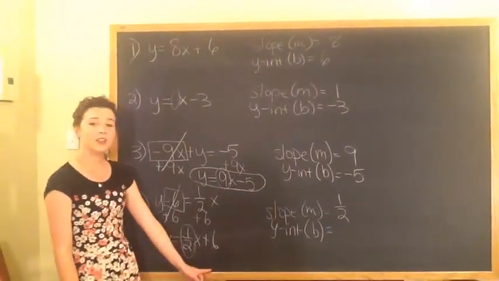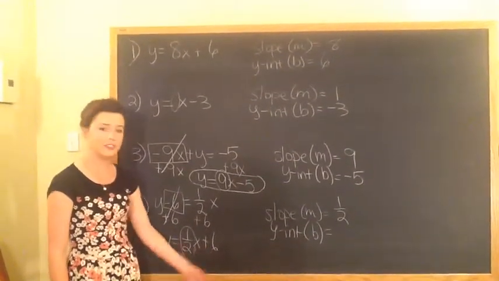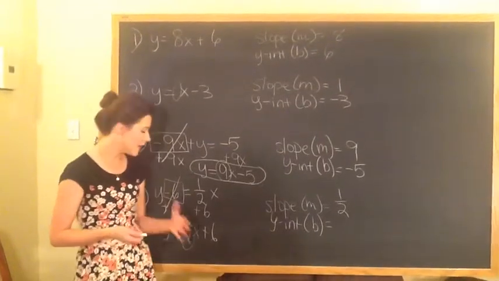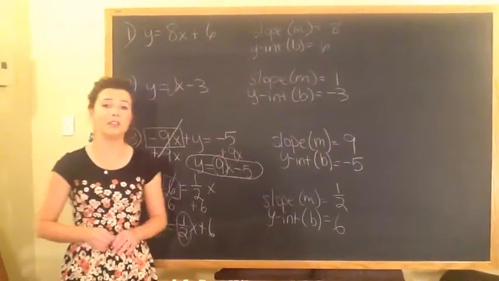Okay, so now we need to look for the term that's by itself, which is 6. And that's going to be our y-intercept. And since it's positive, there's no negative or subtracting signs. That means that it's just going to be a positive 6. Alright, let's go ahead and look at a few more examples.